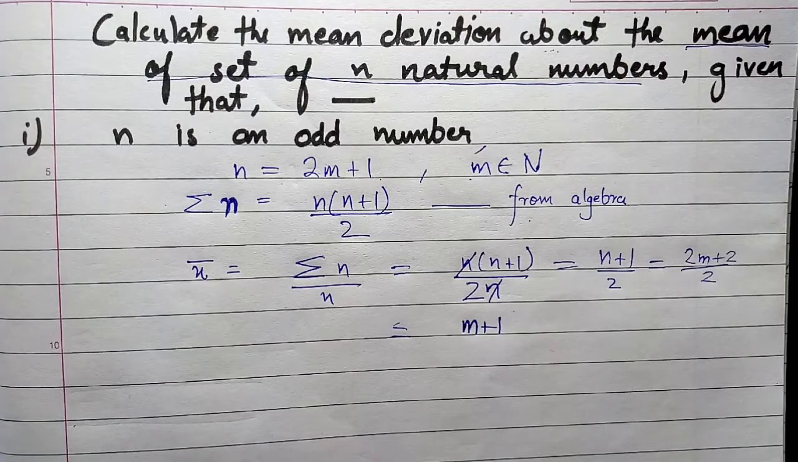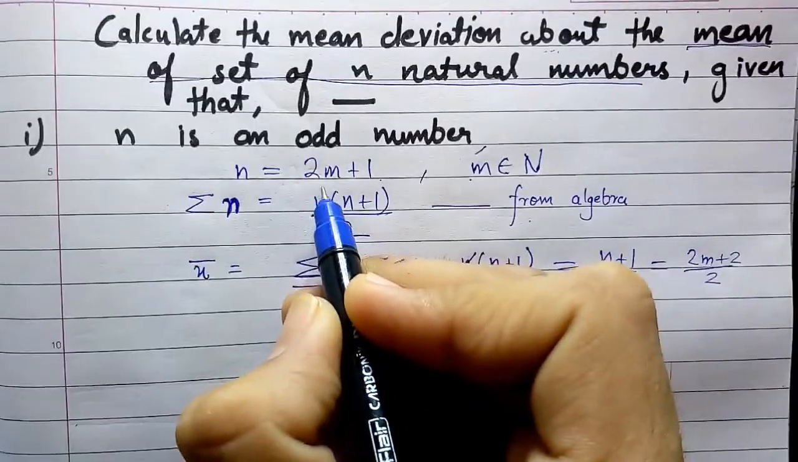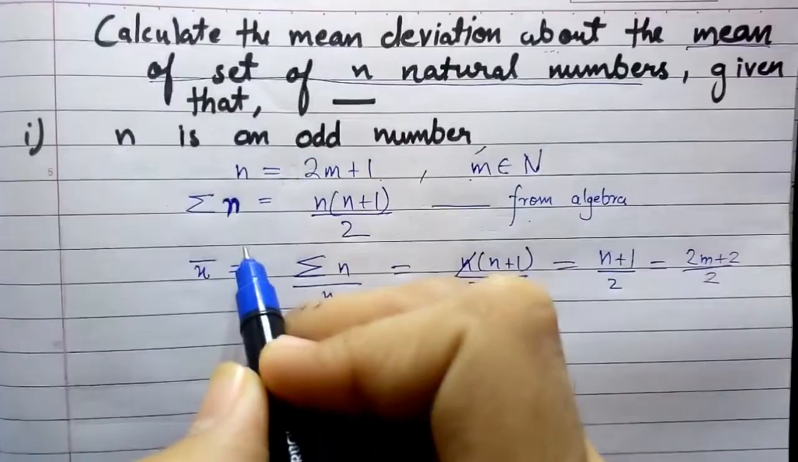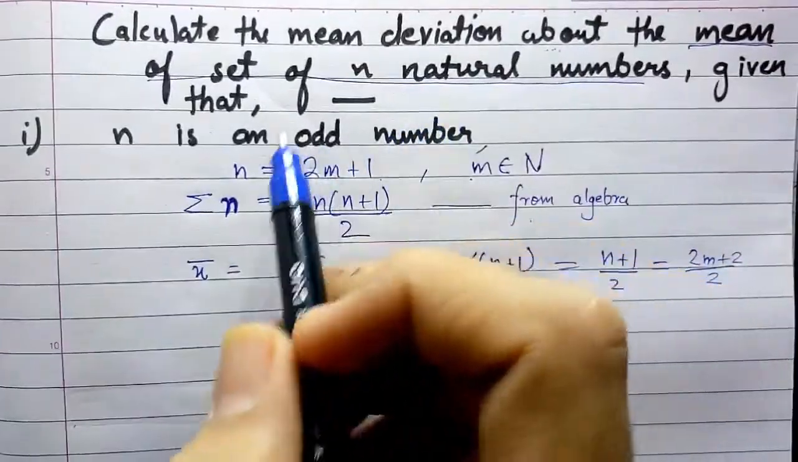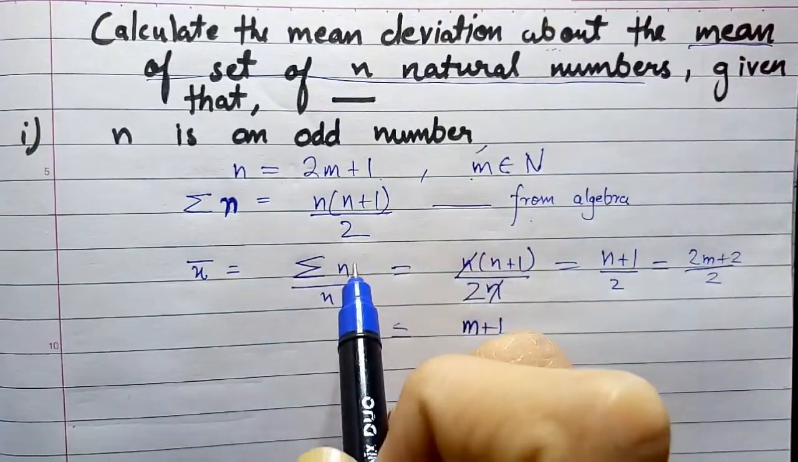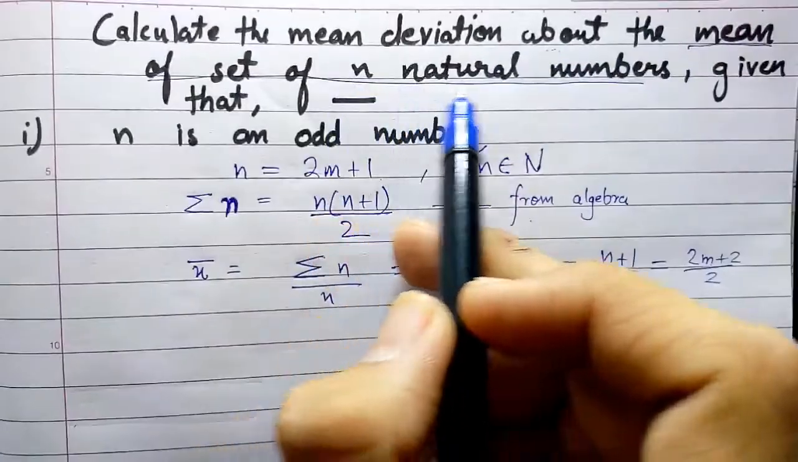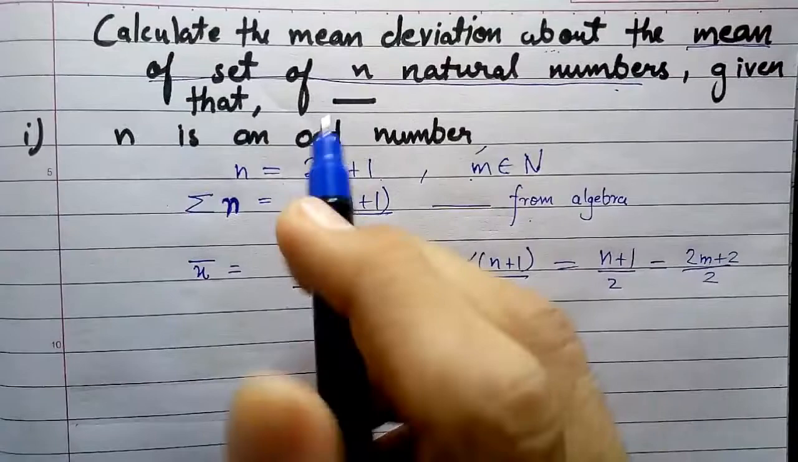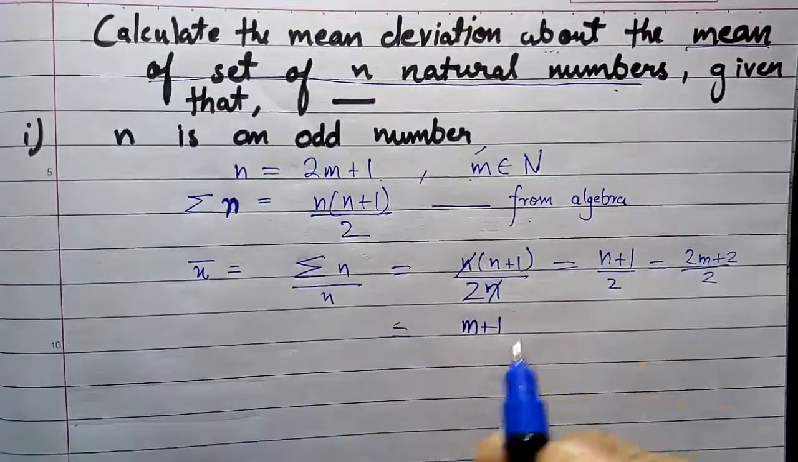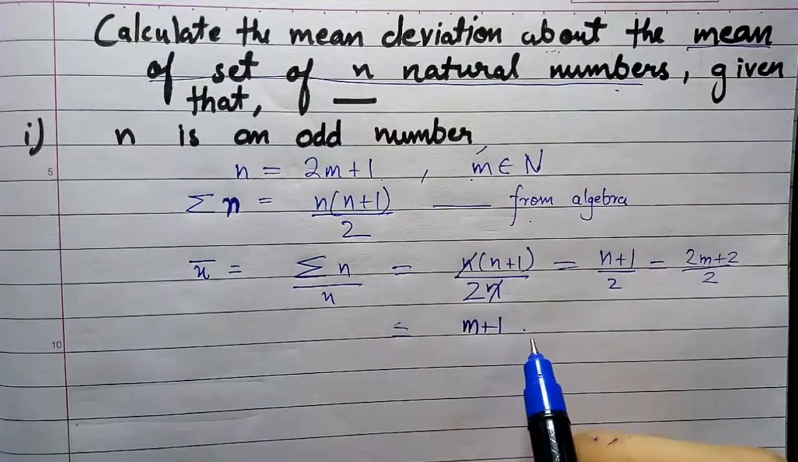We have a problem stating that calculate the mean deviation about the mean of a set of n natural numbers, given that n is an odd number. So we start with some friendly points you can be confident with. n is an odd number, so we might write n as 2m plus 1. The sum of the first n natural numbers, you know from algebra, is n into n plus 1 by 2, and the mean of a set of n natural numbers can be found like this: sigma n divided by n, and putting the value of n you get m plus 1.